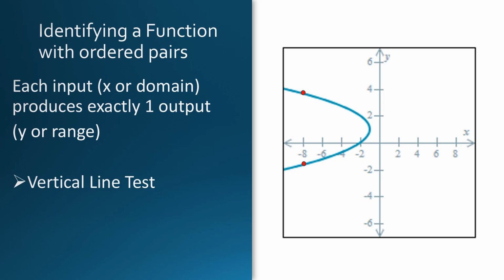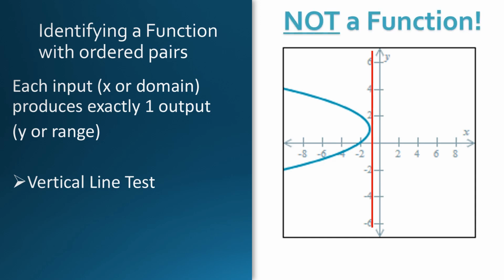It's just a vertical line test. So I can draw a vertical line and then move it along the axis. And anywhere I move it, if there is a spot where they touch twice, that is not a function. So as a result, for this graph, it is not a function.